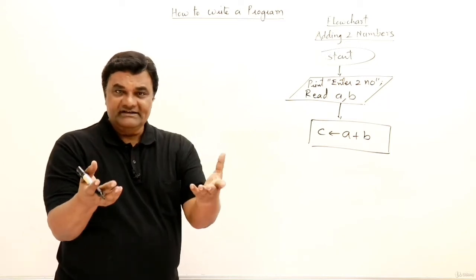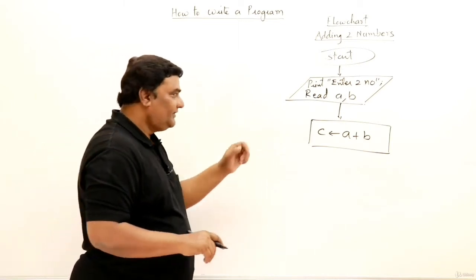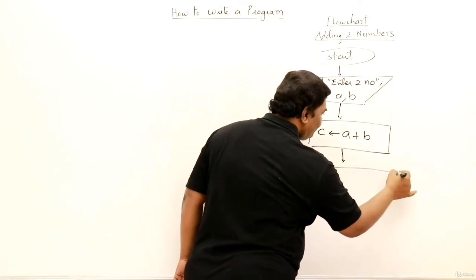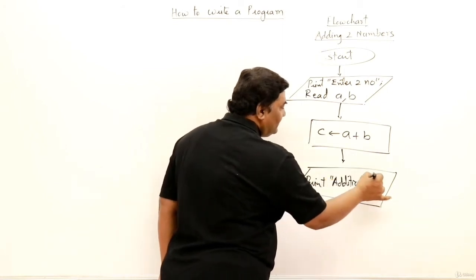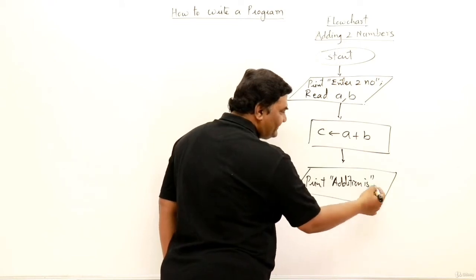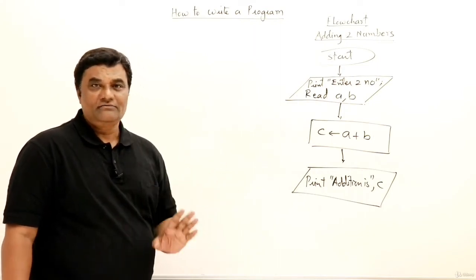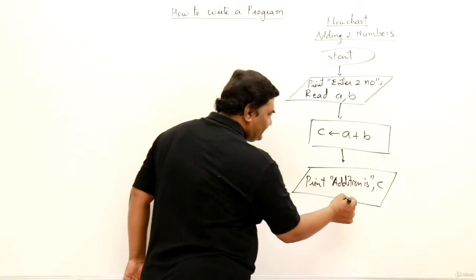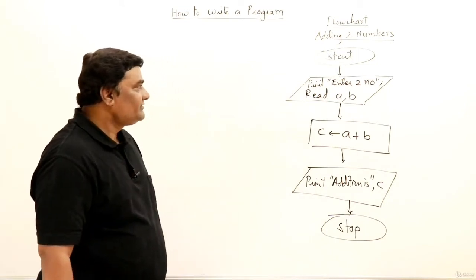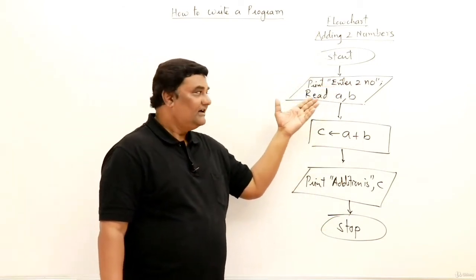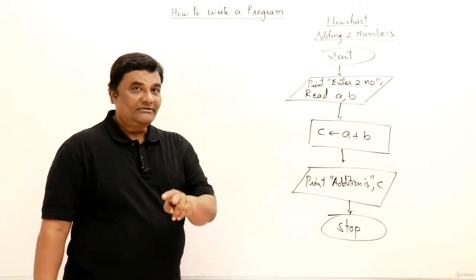I should give a result to you. Say that sum of two numbers is so and so. So that is output. So for output, again a parallelogram. So I will draw a parallelogram and give an output here. So here I will say print "addition is" in quotes. This is in quotes because it's a message, then comma C. So it will be saying addition is then the result. Whatever the result is, that is there in C. Then next is end of this procedure. So this is stop. So for that, oval is the shape we use, or ellipse is the shape we use. So start and take input, process, give output, and end. This is how the flow chart for adding two numbers.